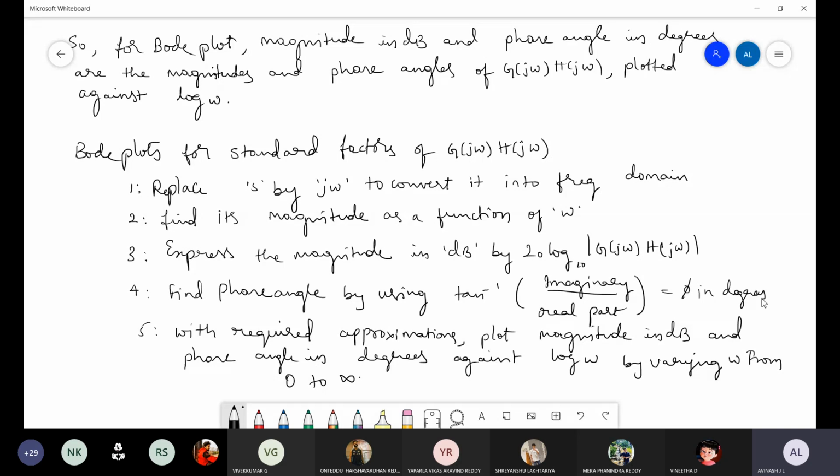So these are the 5 steps. Replace s by j omega, then find the magnitude as a function of omega, which I will discuss. Then express the magnitude in decibels, find the phase angle using tan inverse of imaginary by real part, and with the required approximation, plot the magnitude in dB and the phase angle in degrees against log omega. These are the steps to find the Bode plot. Write this down, all of you.